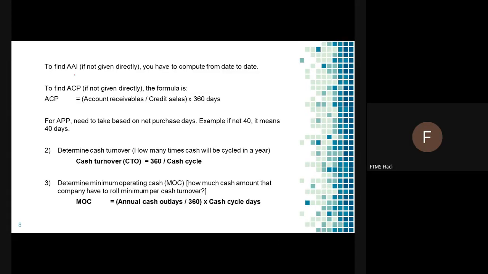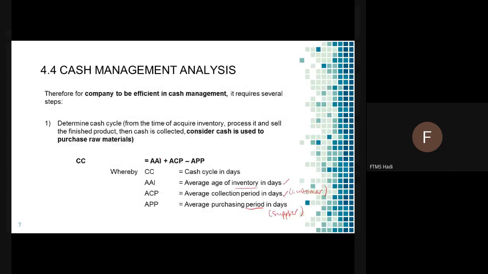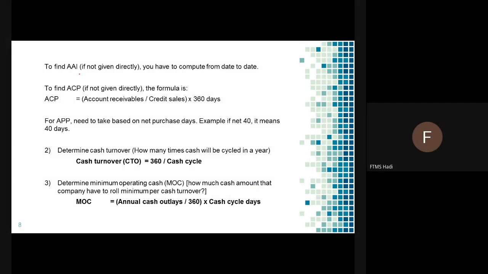Next, some of the information from the question is given directly. Some of it is not. To find AAI, you need to compute from date to date. You cannot see it yet, but later in the example you will know. To find ACP, this is based on the chapter 2 formula, which is a ratio: ACP is equal to account receivable divided by credit sales multiplied by 360 days.